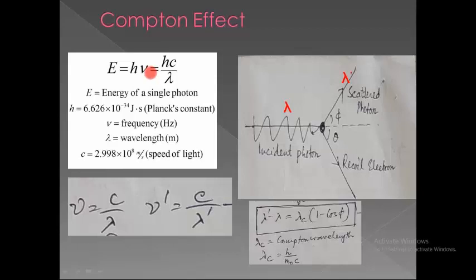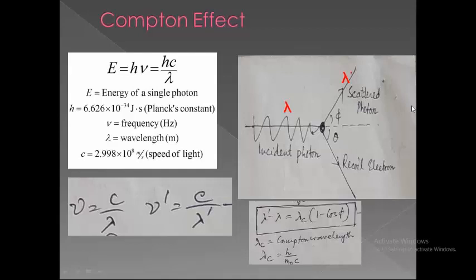Now you can also write this equation in terms of wavelength. How do I write it? What is the relation between frequency and wavelength? Nu, frequency, is equal to c, velocity of light, divided by wavelength, lambda. If you substitute this value of nu here, then you get hc by lambda, which is the relation between energy and wavelength. If you see this equation, E is directly proportional to frequency, which means that as frequency increases, energy increases. And wavelength is inversely proportional to energy, so when you decrease wavelength, energy is more.